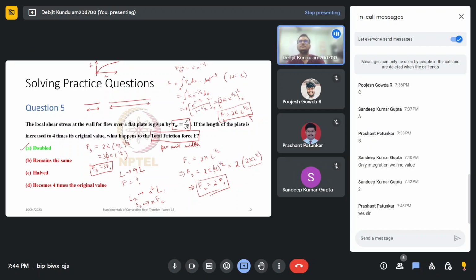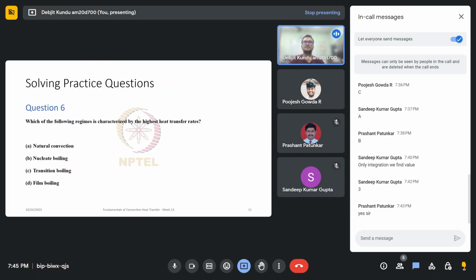So let's move on to question number 6 now. This is regarding boiling regimes like we discussed in week 12. Which of the following regimes is characterized by the highest heat transfer rate? Is it option A, natural convection, option B, nucleate boiling, option C, transition boiling, or option D, film boiling?